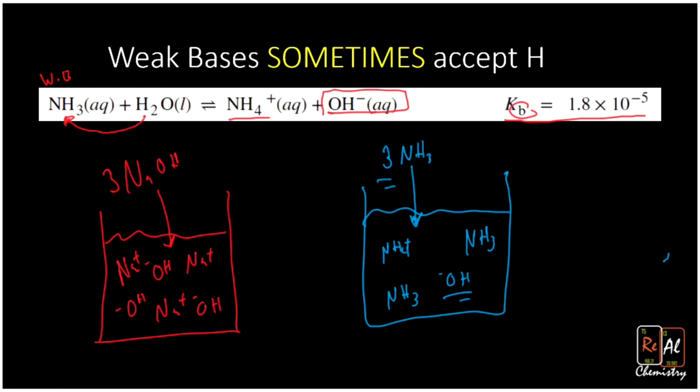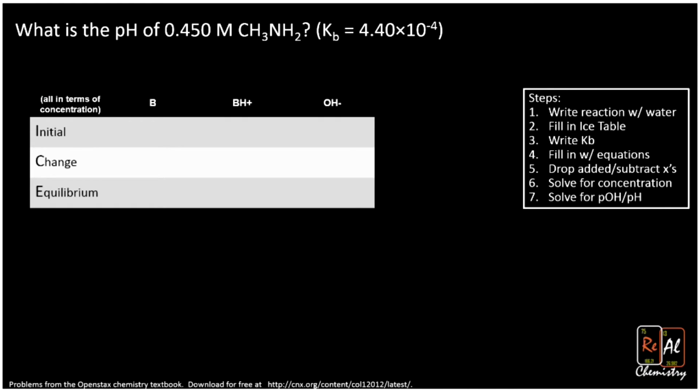Our main goal in this video is going to be, let's use an ice table to figure out what the concentration of OH minus is. So we want to find that concentration of OH minus. Once we find the concentration of OH minus, then it's relatively easy to calculate the pH. Okay, let's take a look at a problem. Here we want to calculate the pH of 0.45 molar CH3NH2. That's called methylamine. And it has a Kb, we're told, which is just the equilibrium constant for a base, of 4.40 times 10 to the minus 4.